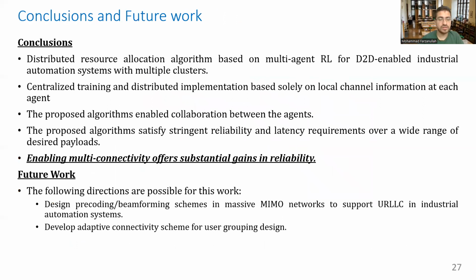Moving on to the conclusion, we develop a distributed resource allocation algorithm based on multi-agent reinforcement learning in an industrial automation system with multiple clusters, and we use centralized training and distributed implementation, where the action taken is based solely on the local channel information at each agent. It can be seen that the multi-connectivity approach performs better than both the single connectivity and centralized algorithm. The main key takeaway from the presentation is that enabling multi-connectivity offers substantial gain in reliability.